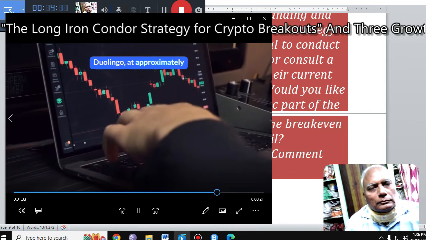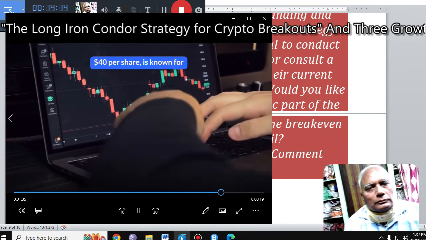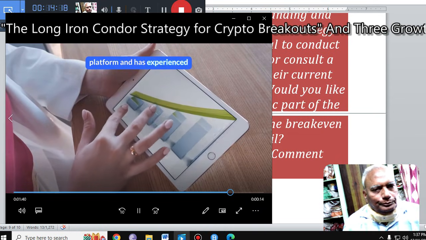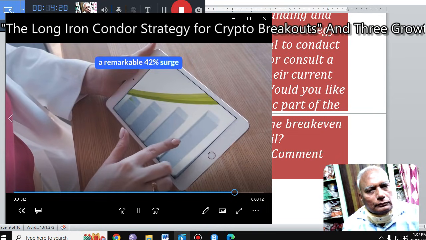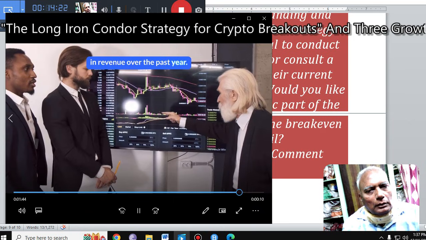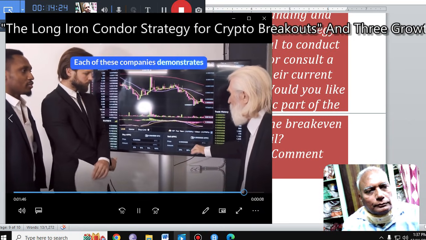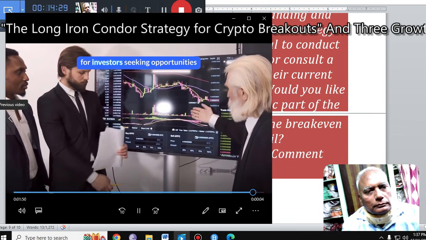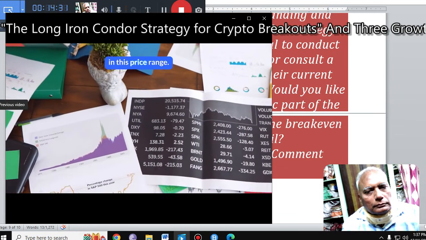Duolingo, at approximately $40 per share, is known for its popular language learning platform and has experienced a remarkable 42% surge in revenue over the past year. Each of these companies demonstrates robust growth trends, making them noteworthy options for investors seeking opportunities in this price range.